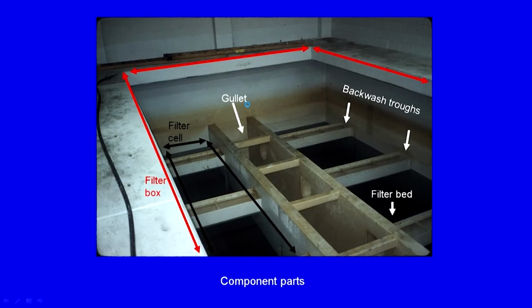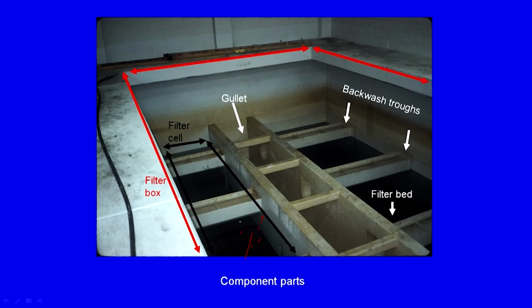Okay, this is what you have, the actual one. So you have the filter box mentioned out here. This is the gully, and this is the filter cell, right. I think you can see the filter cell out here and the filter bed, and I guess the gully too, yes. And then backwash troughs, when it's pumped up, this will expand, right. You can see that it's expanded, or the bed is expanding now.